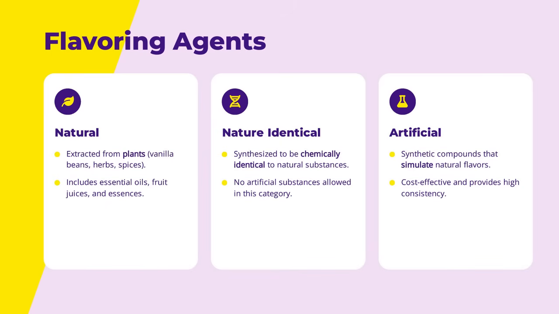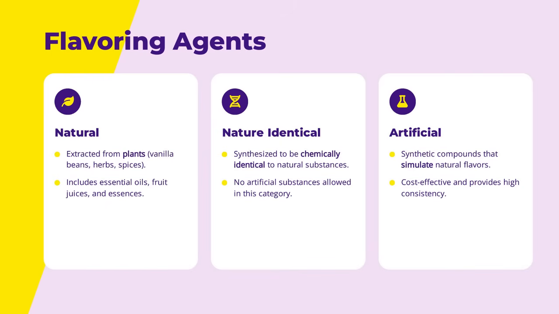The first category is natural flavoring agents. These are obtained directly from natural sources such as plants, fruits, spices, herbs, coffee, cocoa, and vanilla. Natural flavorings provide authentic taste and aroma while enhancing the overall quality of the final product. The second category is artificial flavoring agents.